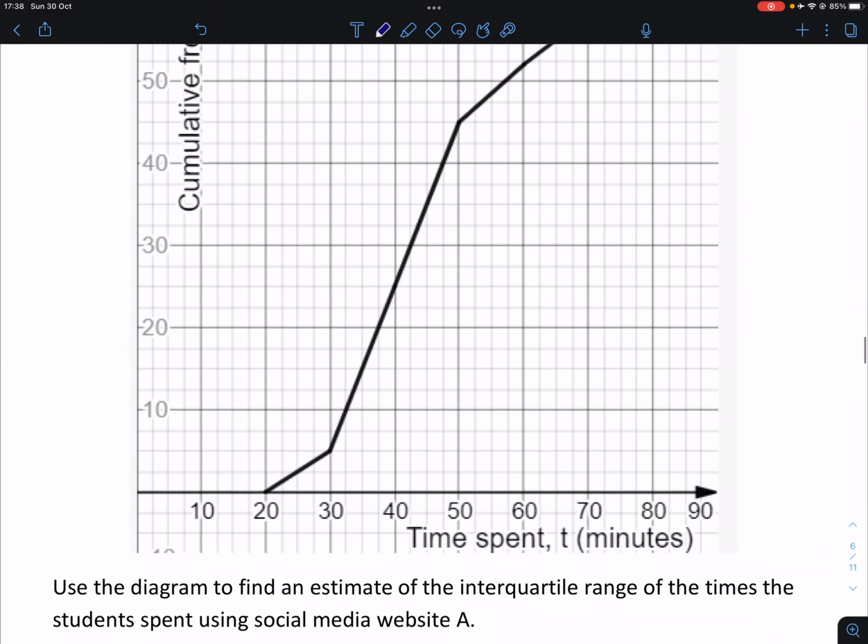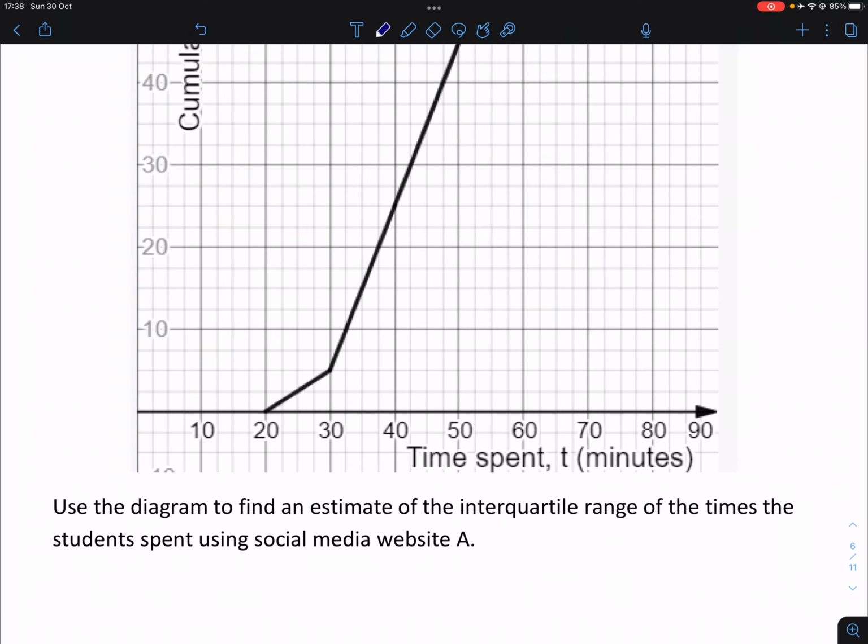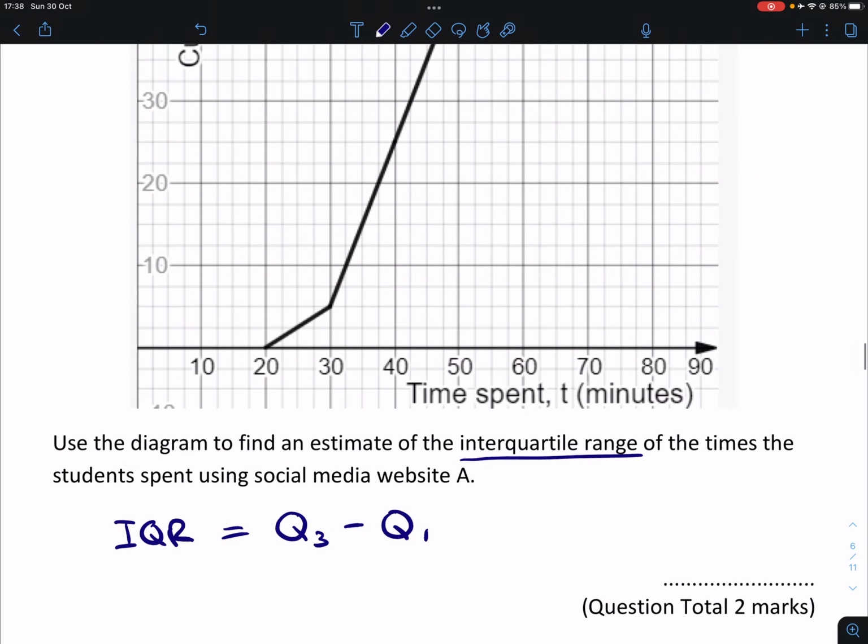The question is asking, use the diagram to find an estimate for the interquartile range of the time the students spent using social media website A. So our interquartile range is basically the upper quartile, take away the lower quartile. I could write that as UQ minus LQ, which means we need to find the quartiles. So the upper quartile occurs at the 3/4 value of the total, or 3/4 value of n.